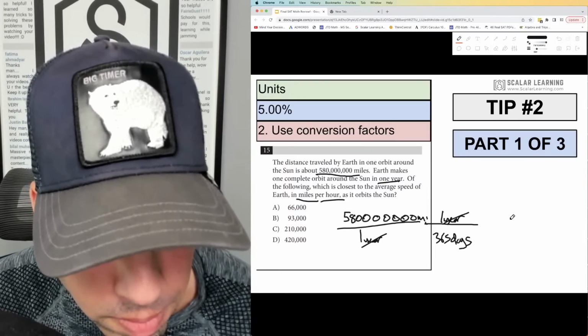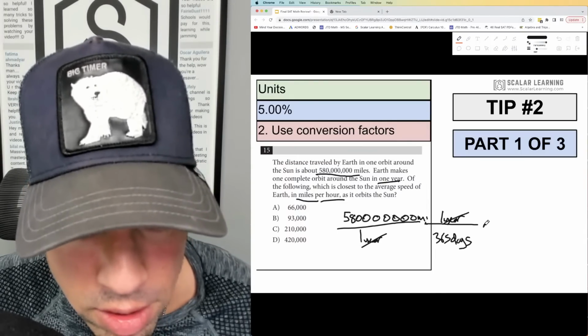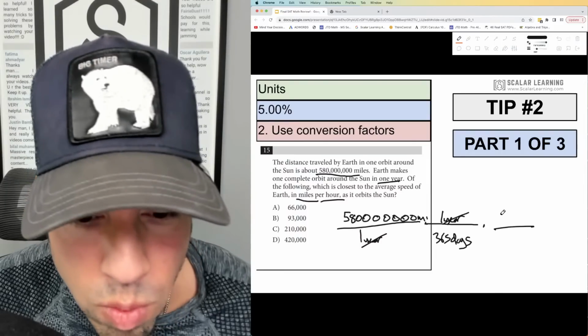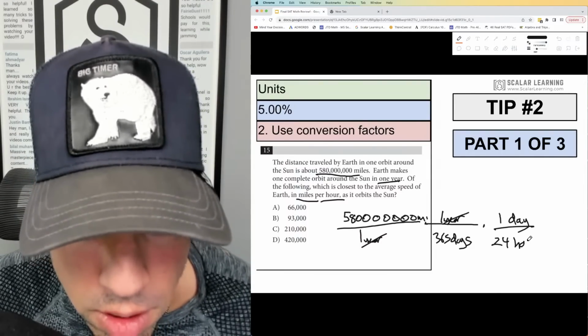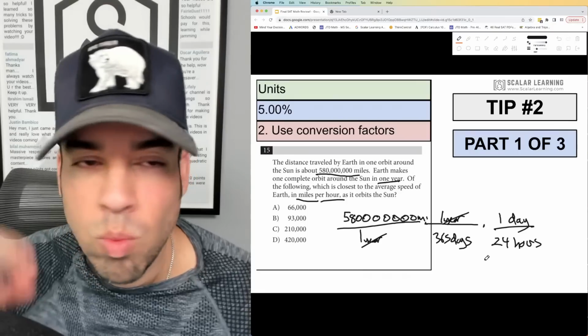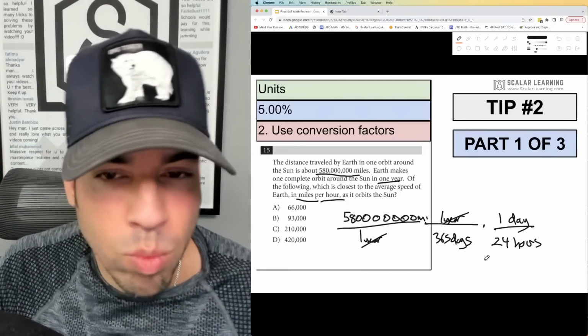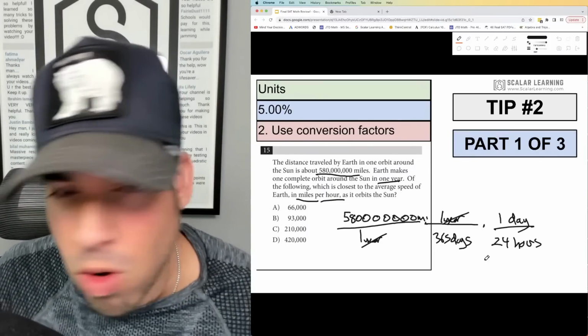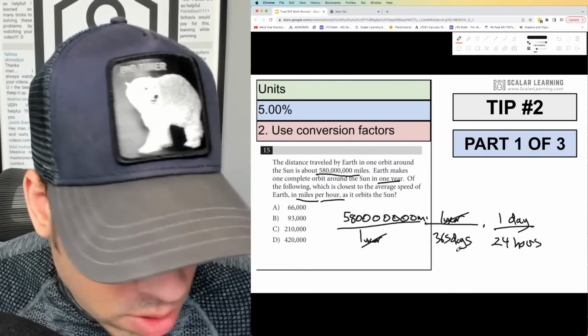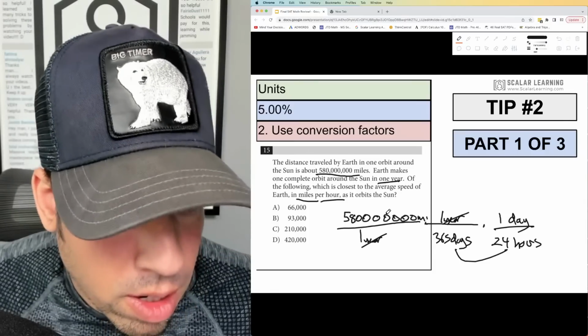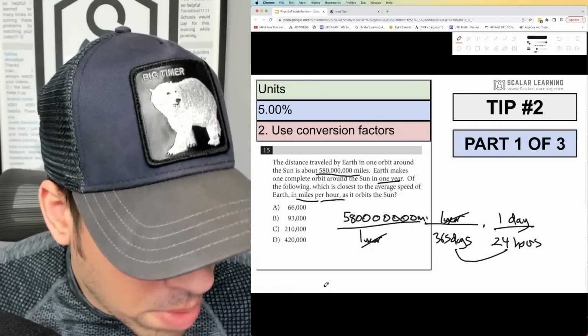Cancel. Then I know 1 day is 24 hours. And there we go. Now I know what to do using the conversion factors. I don't have to worry about, hey, am I dividing, am I multiplying wrong. Now I see I multiply these together, and then I'm dividing 580 million by that amount.